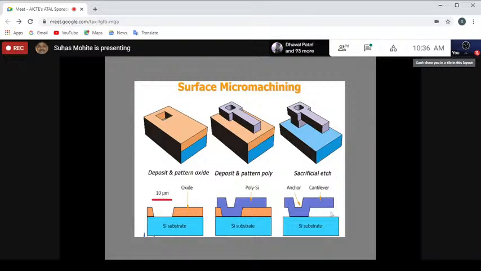So I hope you have understood or got some insight into how it is fabricated, how the transduction principle can be incorporated, and how an electromechanical system can take birth by this surface micromachining technology.